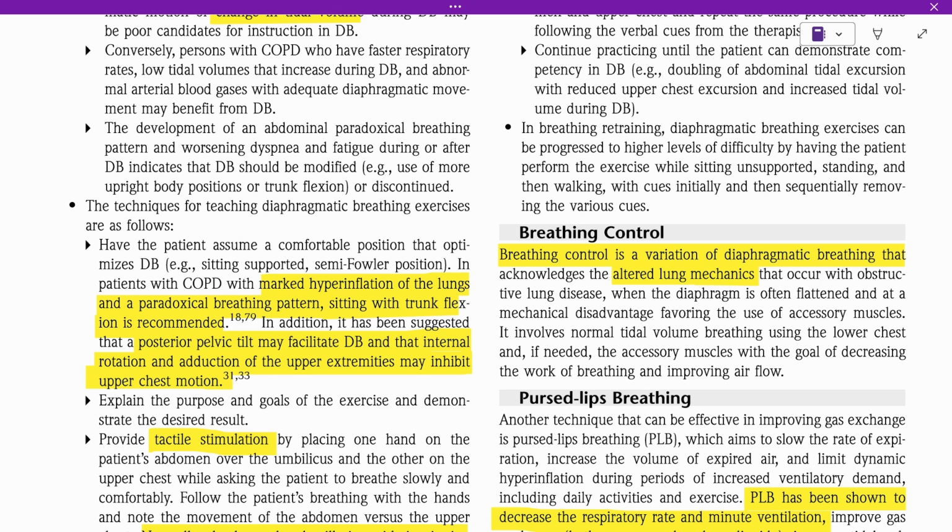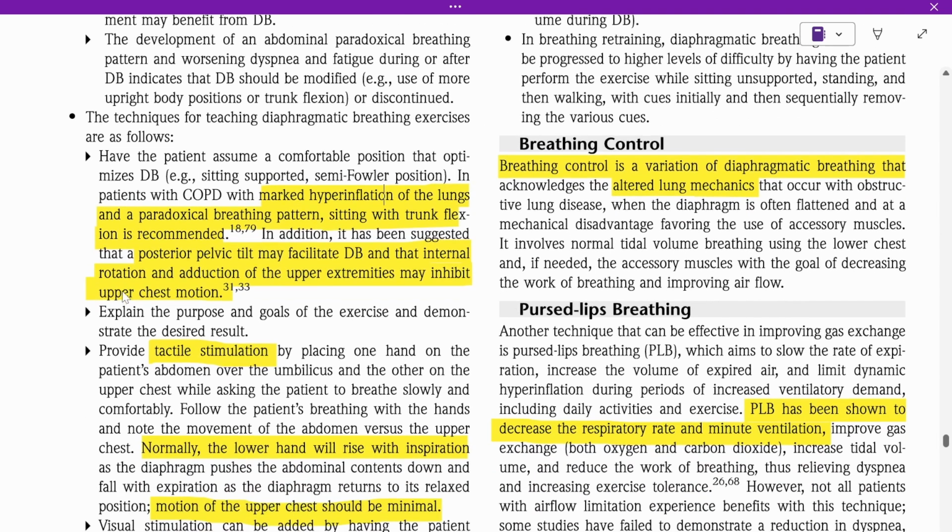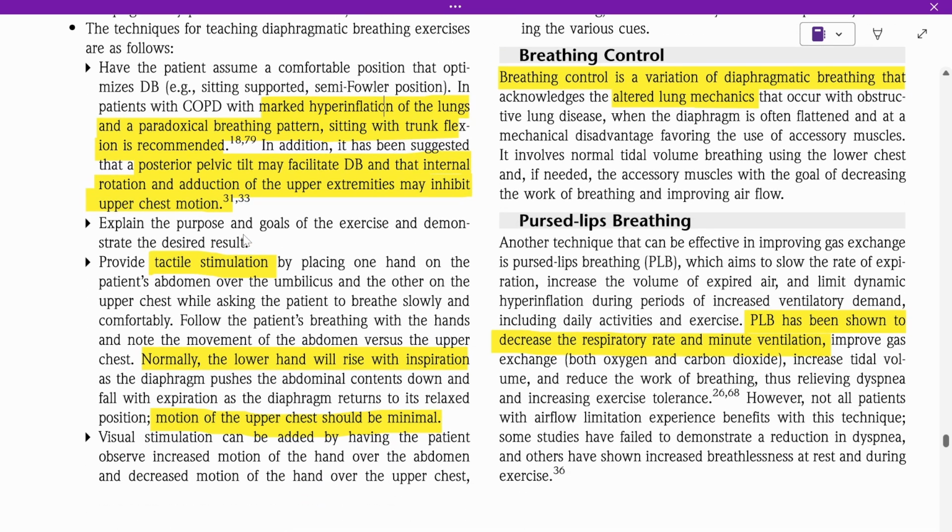In patients with COPD with marked hyperinflation of the lungs and paradoxical breathing patterns, sitting with trunk flexion is recommended. In addition, it has been suggested that a posterior pelvic tilt may facilitate diaphragmatic breathing, and that internal rotation and abduction of upper extremities may inhibit upper chest movement. So these are the two positions which should be avoided to enhance the breathing pattern.